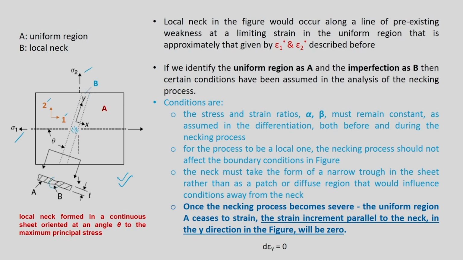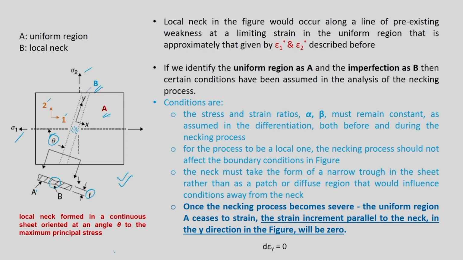You can see there is a local neck that is already formed here. That region I am calling B, and the outside region I am calling A, and that is also shown here. Let us assume that the sheet has a thickness. We are going to define something called theta. Theta is the angle between the neck direction and the major principal stress, that is sigma 1. So now there are certain things that we need to understand in this.